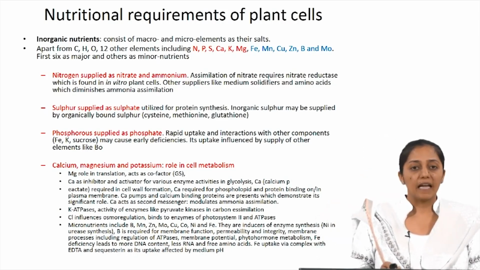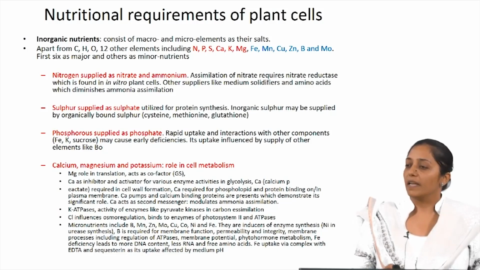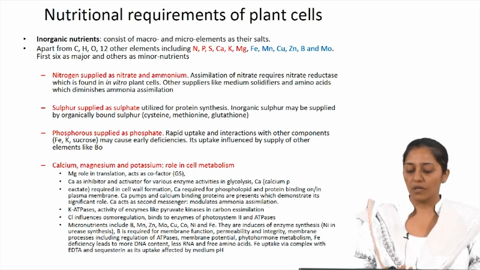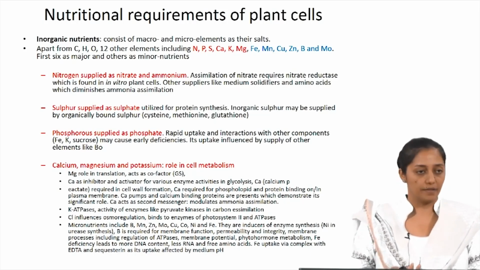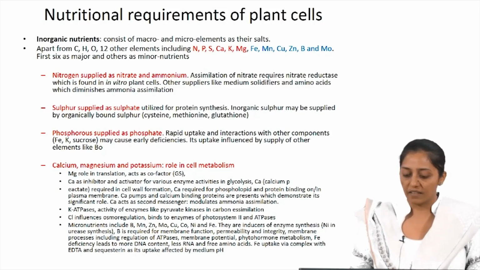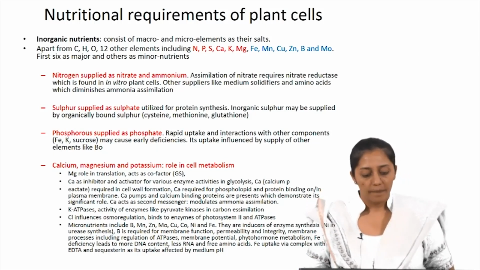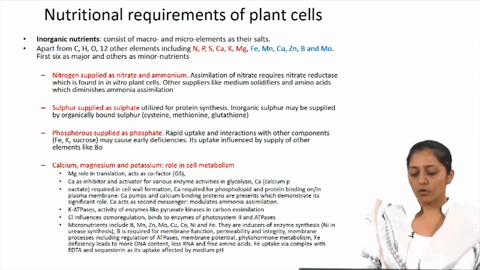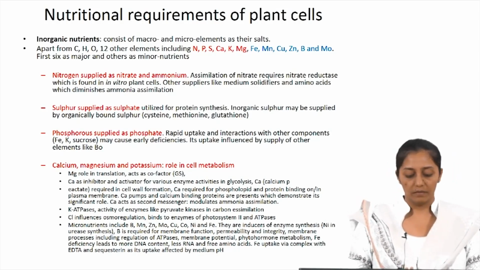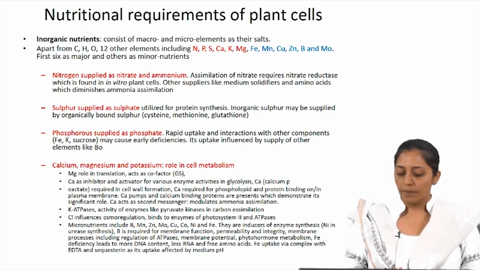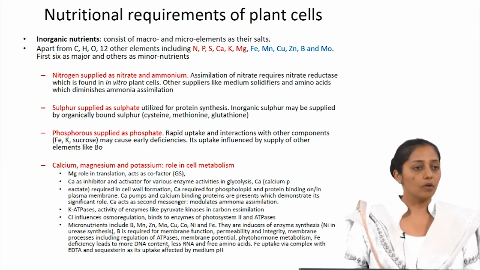Then calcium, magnesium and potassium play a role in cell metabolism. For example, magnesium plays a role in translation, acting as a cofactor. Calcium acts as an activator and inhibitor in various enzyme activities in glycolysis. It is also required in cell wall formation as calcium pectate. So, calcium is an important nutrient. Calcium pumps and calcium binding proteins which are present demonstrate that it has a significant role in the cell wall formation as well.